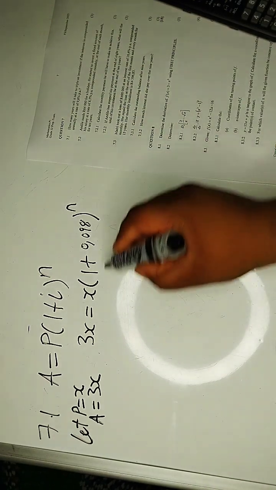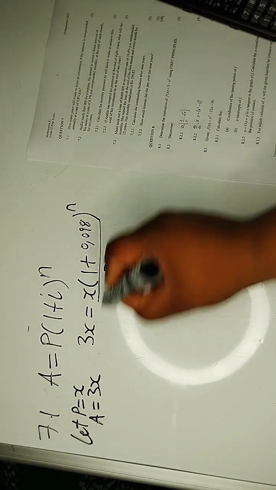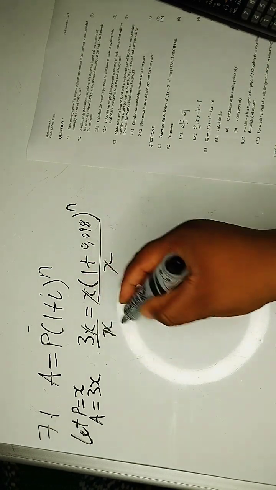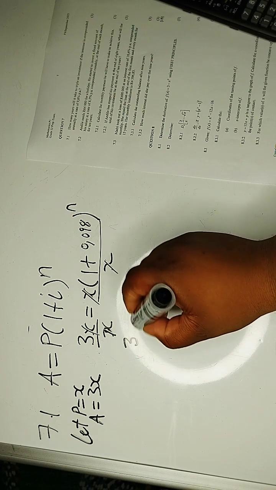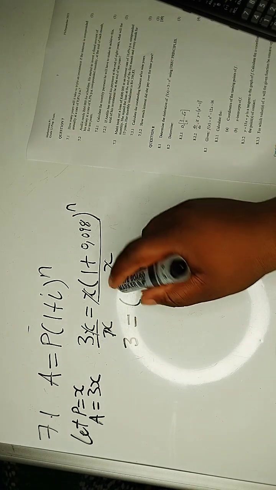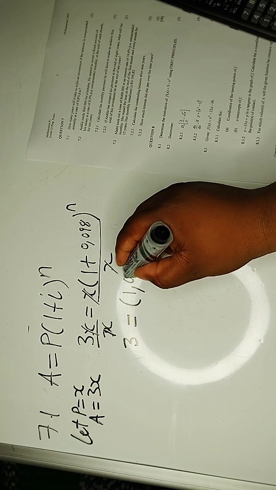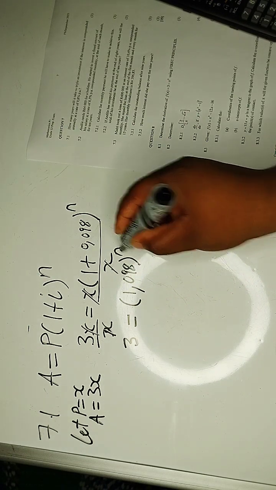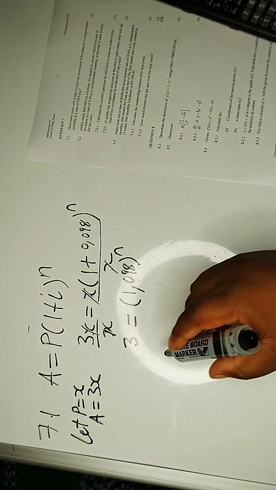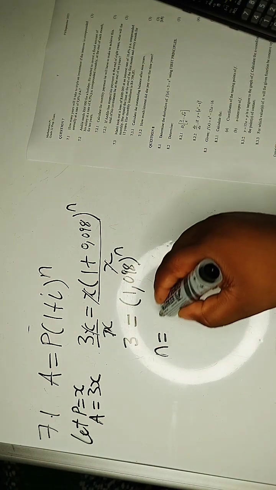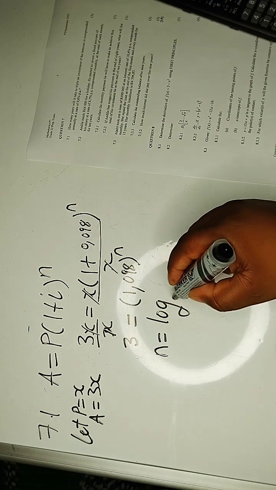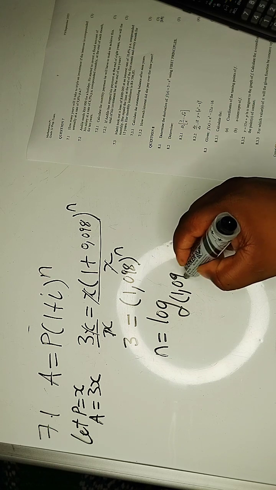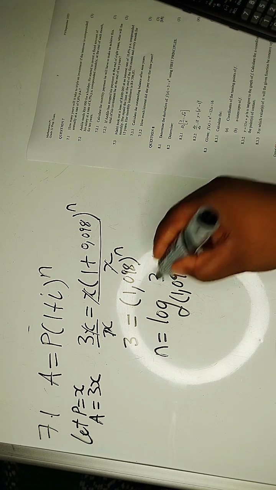So first of all here I'll divide by X, divide by X. You know the trick. I'm left with 3 equals 1,098 all exponent n. Then for this I use the log. I'll say n equals log, in the base I'll have 1,098, and here I'll have 3.